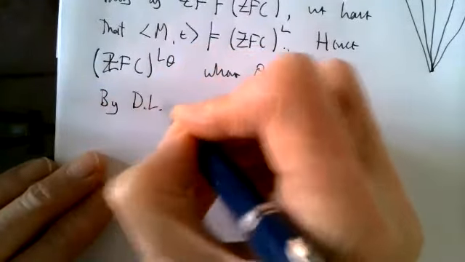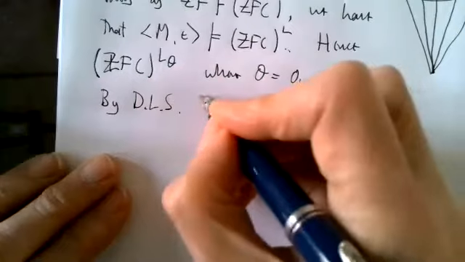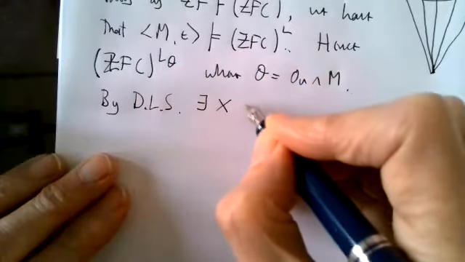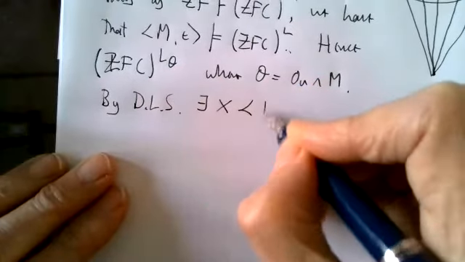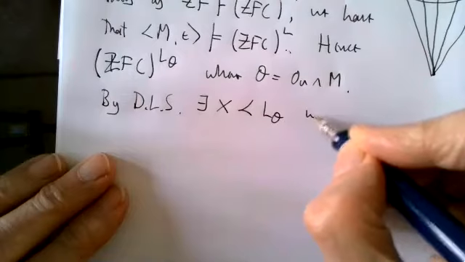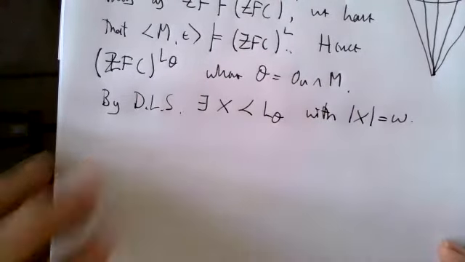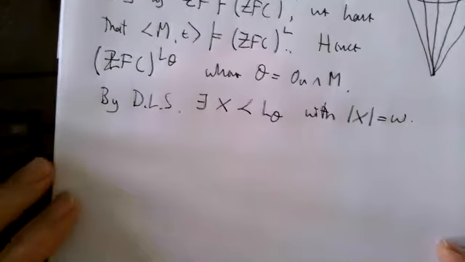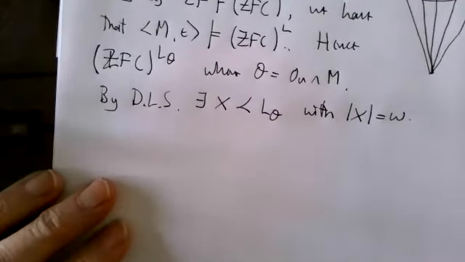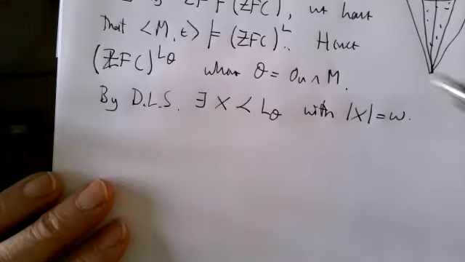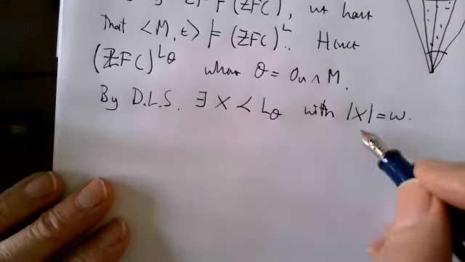Now, by the downward Löwenheim-Skolem theorem, there is some X, which is an elementary substructure of L theta, with X countable. Right, so we don't know how big this theta is, but there is this X down here, consisting perhaps of these scattered sets. Maybe there's a transitive part to X, maybe there's this other stuff here, but it's countable.